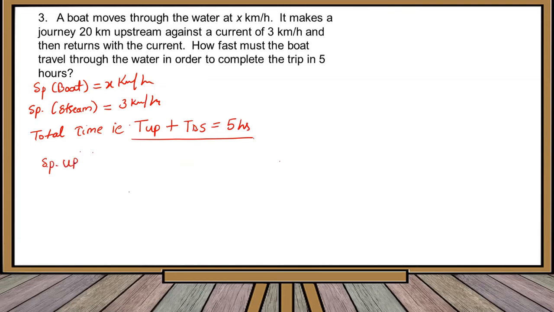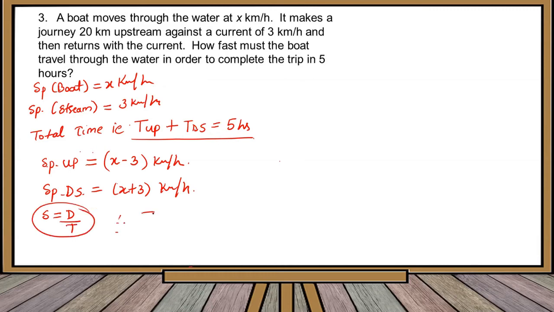Now, what will be the speed in upstream? Speed in upstream is subtraction. So it will be x minus 3 kilometer per hour, and speed in downstream, it has to be an addition, which is x plus 3 kilometer per hour. We know again the same thing, speed is equal to distance upon time. So therefore time is equal to distance upon speed. So now we have this time to go up plus time to come down is equal to 5 hours.